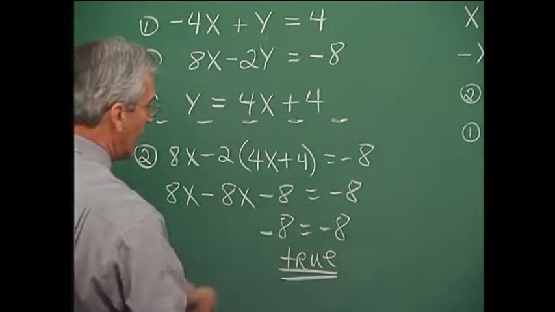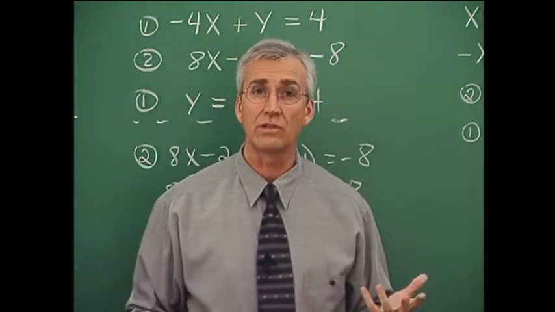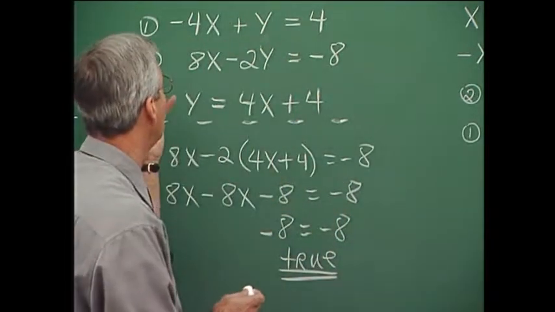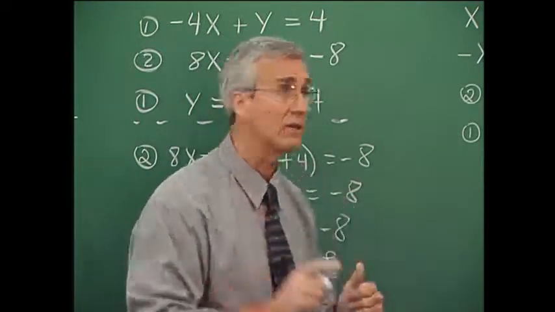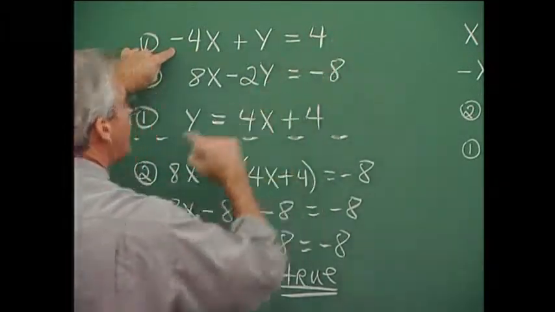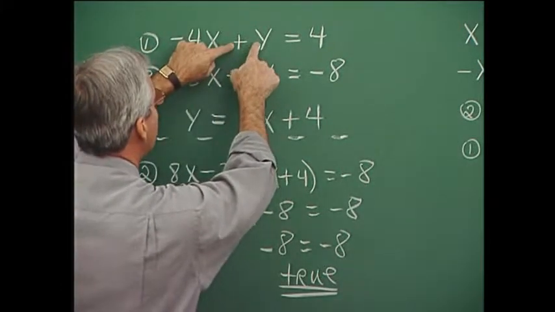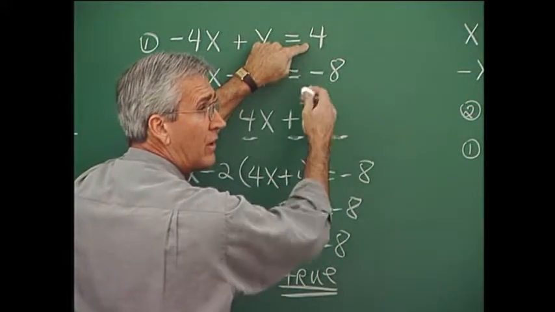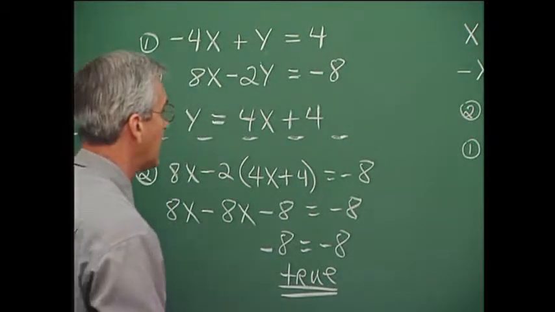Now, if this is true, if we do indeed have a dependent system, it must mean that the equations can be manipulated to be identical. But these don't look identical. However, they can be easily manipulated to show that they are identical like this. We could actually take equation 1 and just imagine multiplying through by -2. -2 times -4 would be 8x. -2 times 1 would be -2y. -2 times 4, -8. You see, so with a very simple, easy manipulation, we could see that the two equations are identical.